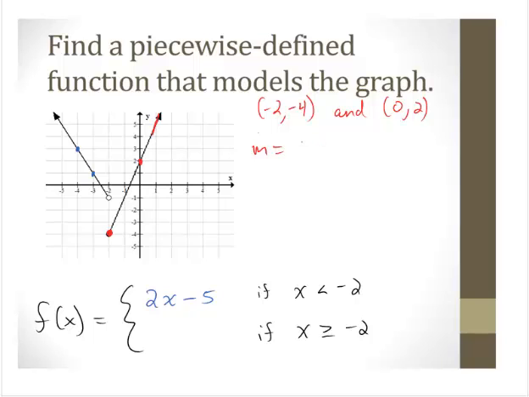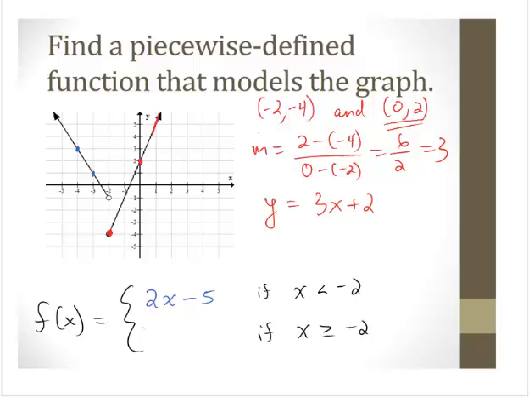m equals 2 minus -4 over 0 minus -2, and that is 6 over 2, which is 3. And since we have the b value of 2, that means y equals 3x plus 2. So then the function is 3x plus 2 if x is greater than or equal to -2. So there's the piecewise defined function that models that graph.